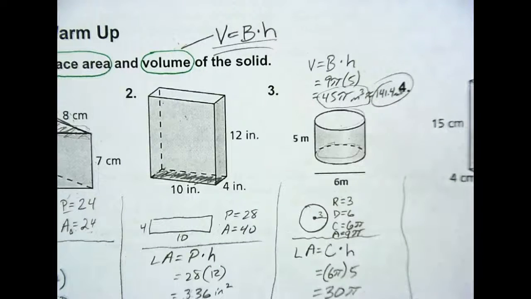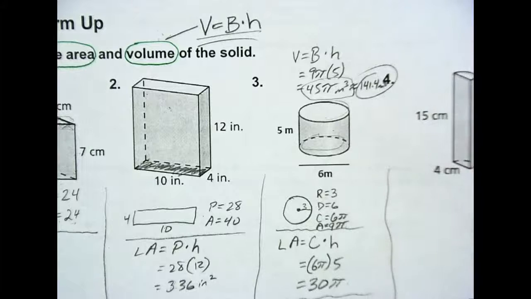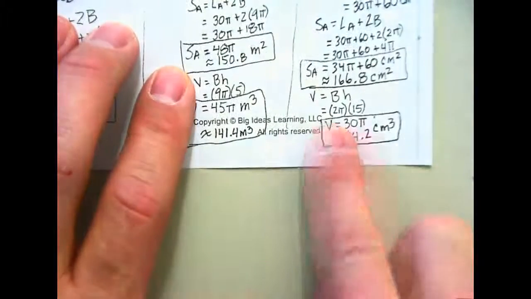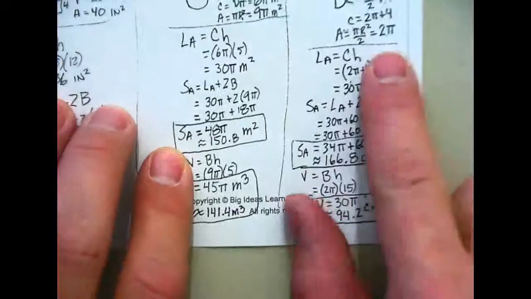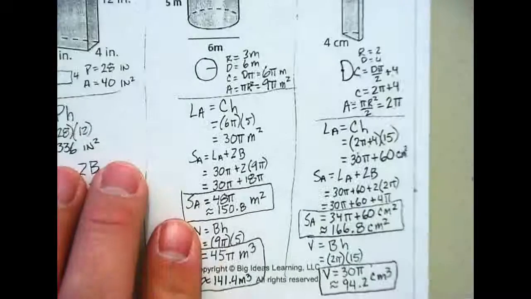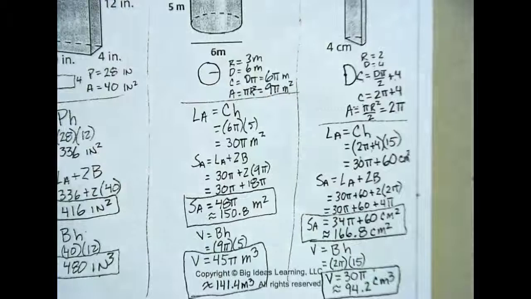This is volume. Number 4, you go through the same process. Here, I put up my amount for 4. Volume is base times height, so we know the area of our base is 2 pi. And then the height is 15. So 2 pi times 15 is 30 pi, or 94.2. All right, I am past time limit here. Any questions?